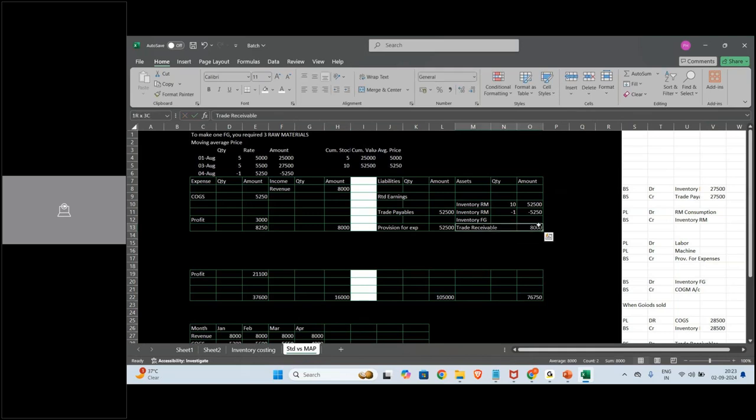So I should have profit here. This is the total. Now what is my profit? 8,000 minus 5,250, that is 2,750. But what was our profit previously? It was 3,000. Now it is 2,750. How come? Because of the additional rate at which we have purchased.